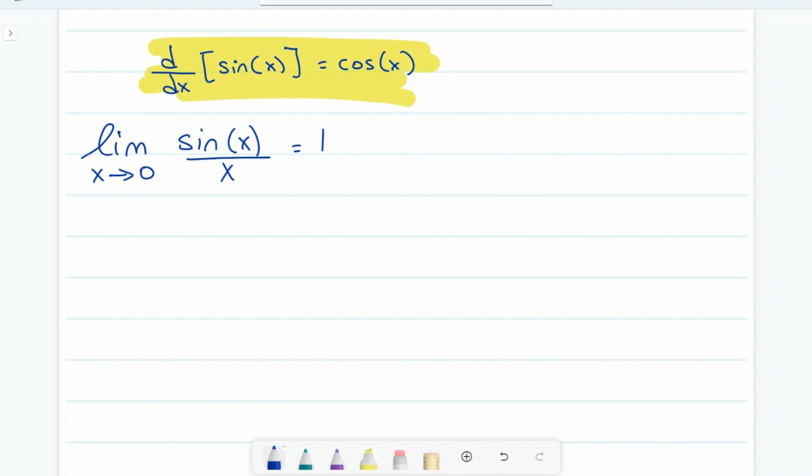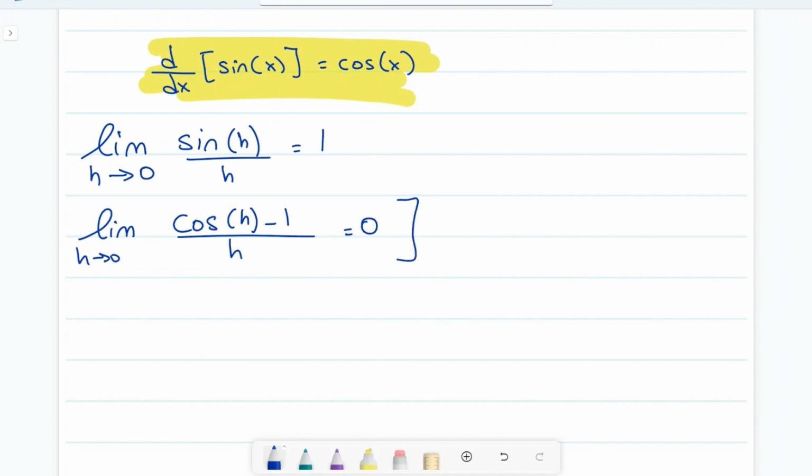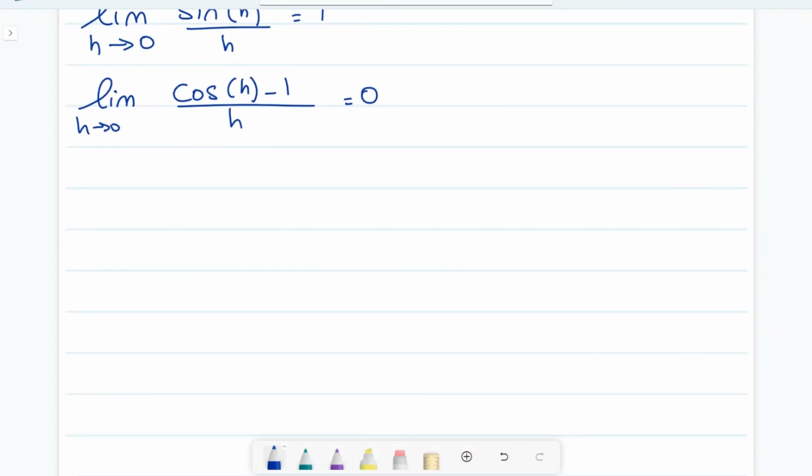And for the sake of this specific proof, we will replace x by h. Now we already proved this in a previous video. Now a consequence of this is the fact that the limit of cosine of h minus 1 divided by h as h approaches 0 equals 0. I will show you the proof of this limit because we have not proved it before.